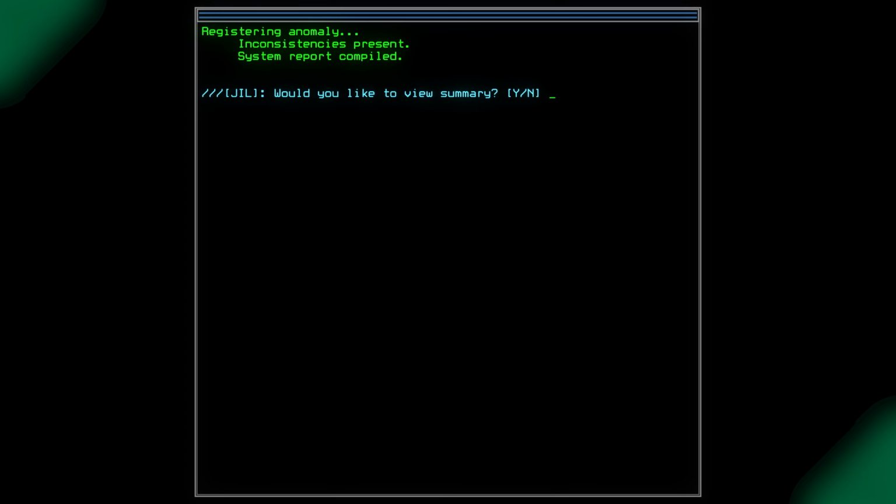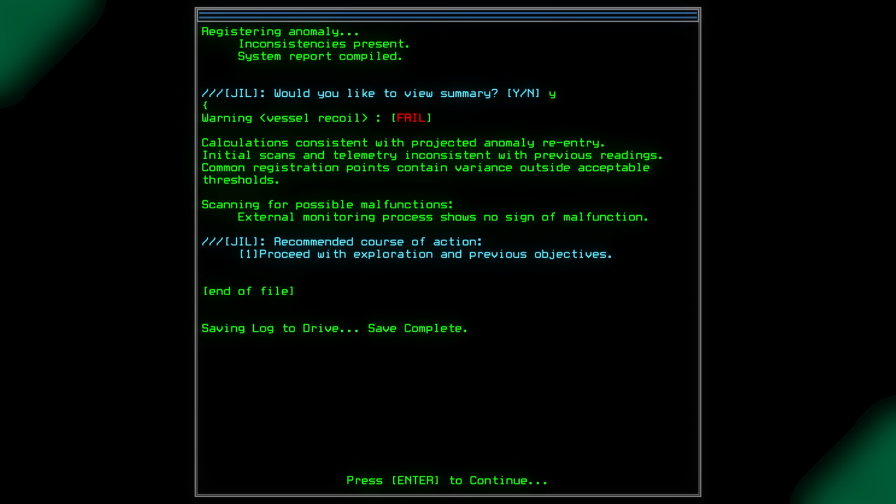Would you like to view summary? Yes. Warning, vessel recall. Bail. Calculations consistent with projected anomaly re-entry. Visual scans and telemetry inconsistent with previous readings. Common registration points contain variants outside acceptable thresholds. Scanning for possible malfunction. External monitoring process shows no sign of malfunction. Proceed with exploration and previous objectives.